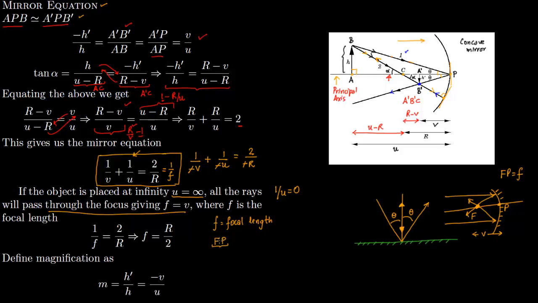Now we define magnification. Magnification is defined as h prime over h, where h prime is the height of the final image divided by h. So this becomes equal to minus V by U. So you basically just have copied this formula down. We have taken the minus sign from here and put it right here. So that is how you get magnification is equal to h prime over h, which is equal to minus V over U.